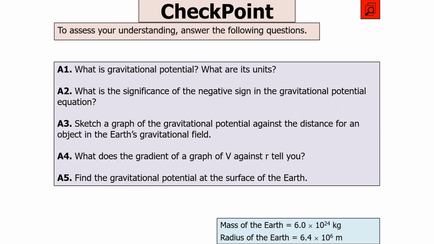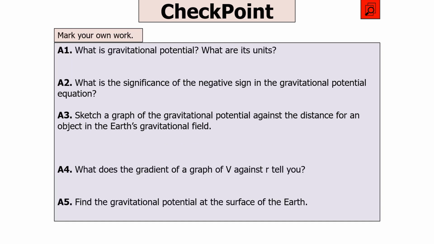The next question says, what is the gravitational potential and what are its units? What is the significance of the negative sign in the gravitational potential equation? Sketch a graph of gravitational potential against distance for an object in the Earth's gravitational field. What does the gradient of a graph of V against r tell you? And find the gravitational potential at the surface of the Earth. So pause the video now, then unpause the video when you want to go through your answer.